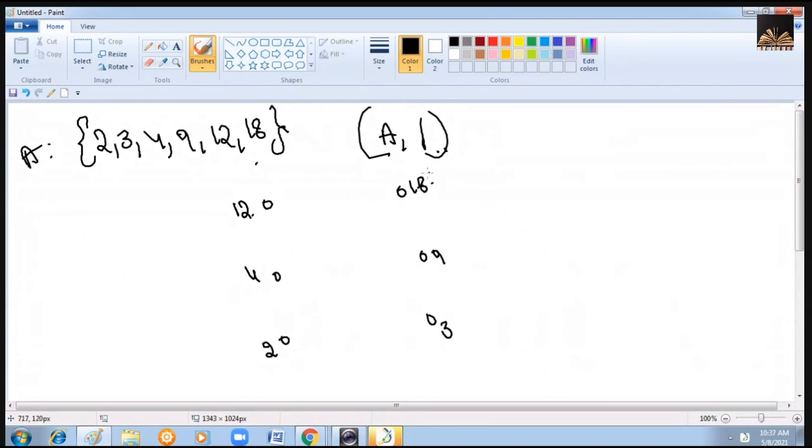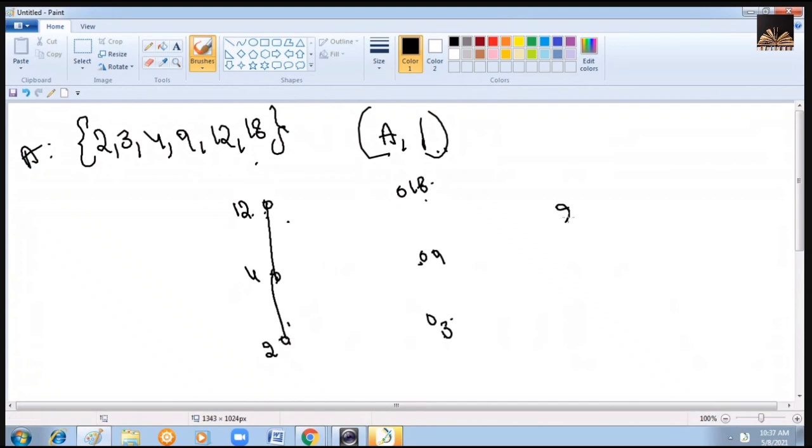Now, what is the condition to be satisfied? The division condition. Are 2 and 3 divisible? No, 2 and 3 are not divisible, so you cannot have an edge between these two. 4 and 9? No. 12 and 18? No. 2 and 4? Yes, it is divisible, so you can have an edge from 2 to 4. Similarly, 4 to 12. Is 4 dividing 12 possible? Yes, it is possible.